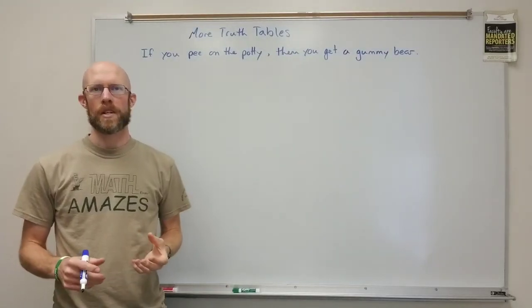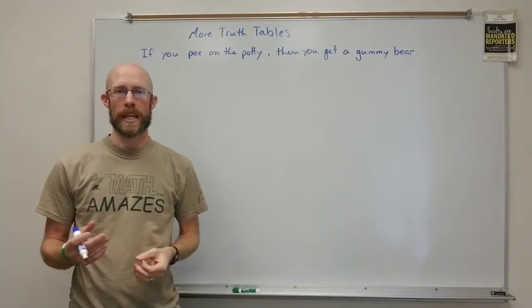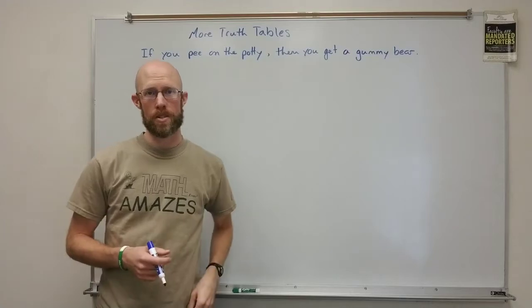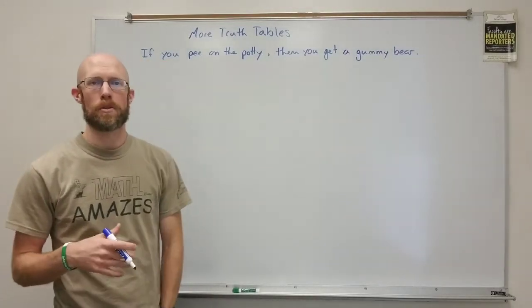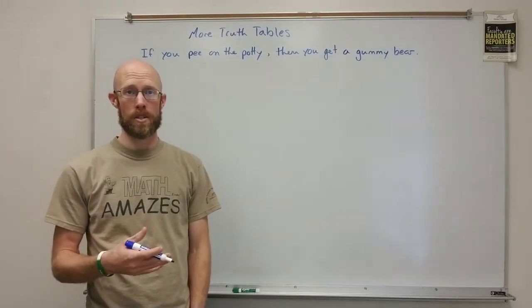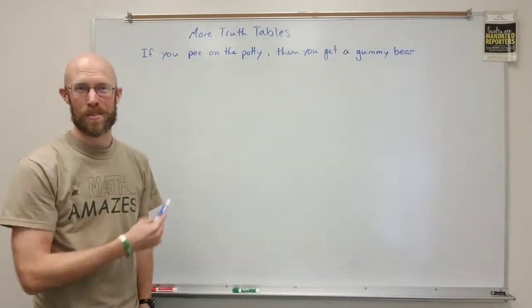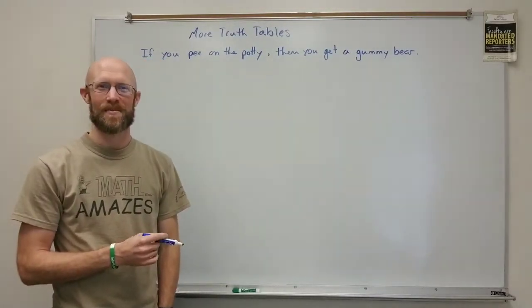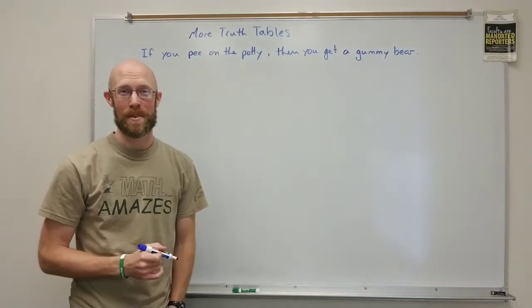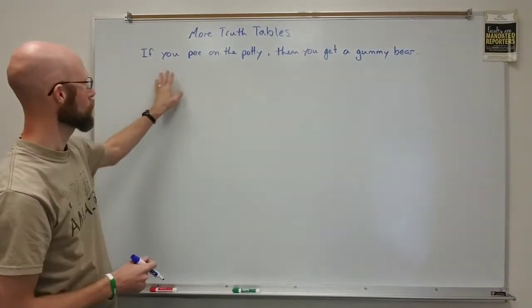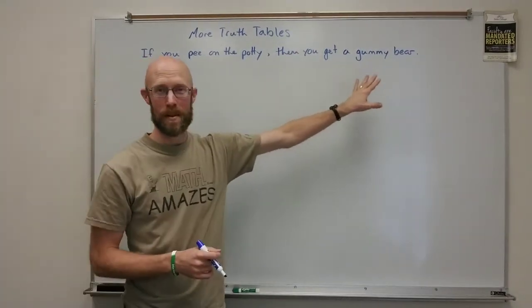All right, so we've already seen how to work with truth tables for negations, conjunctions, and disjunctions. Now we're going to move into conditionals and biconditionals. If you're reading ahead here, don't laugh too hard. The statement I have is kind of interesting: if you pee on the potty, then you get a gummy bear.